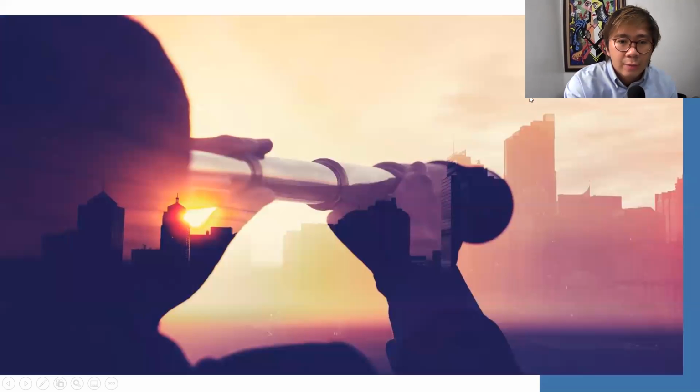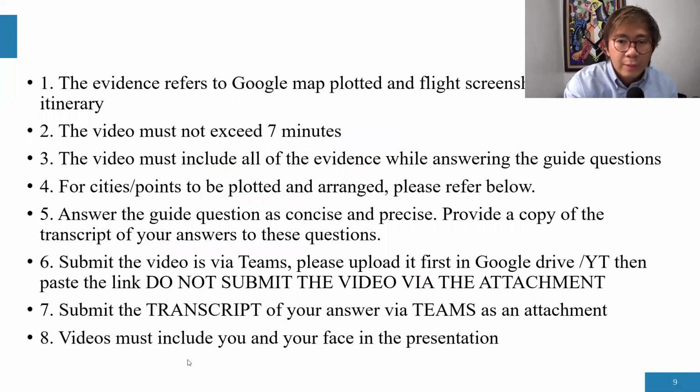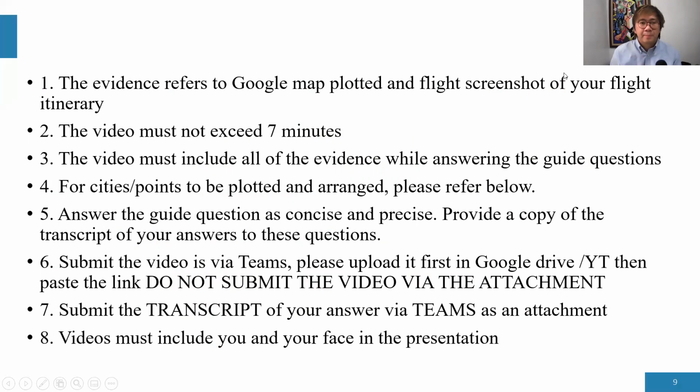So the instructions are as follows. The evidence refers to a Google Map plotted, or any format that you would want, as long as there are plotted maps. Flight screen of your flight itinerary, no prices, just the itinerary itself. Itinerary refers to city pair, time, equipment, flight code, those things. Those are the basic components of a flight itinerary.